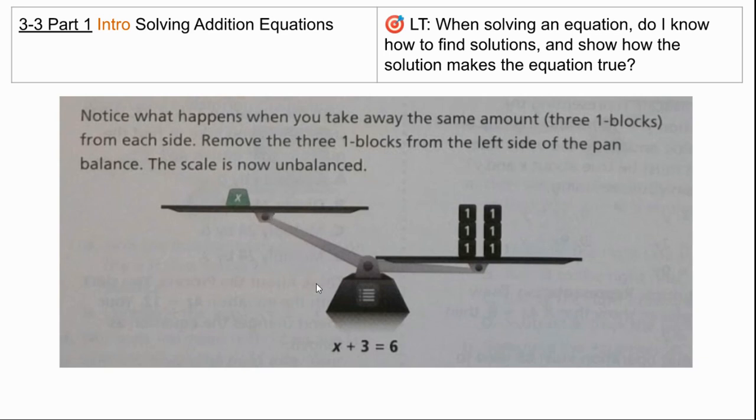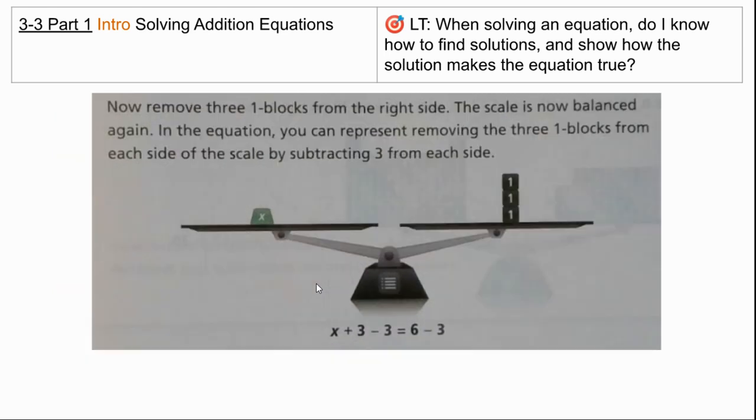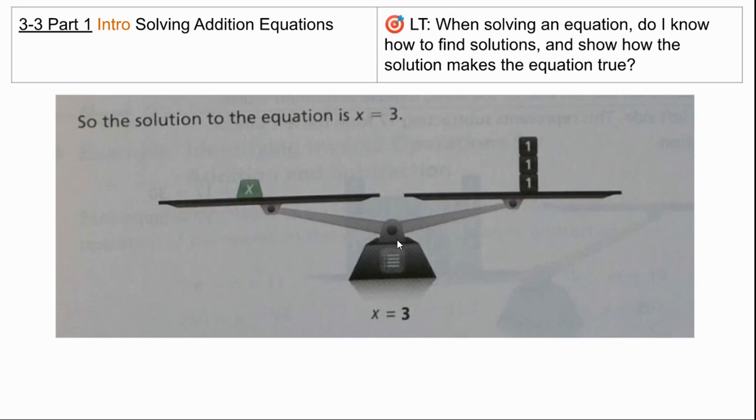But the idea in these scales is that we're keeping them balanced, and that's the same idea that we have in the equations. So once we remove 3 from this side as well, now it's balanced and our x is isolated. We isolated the variable, we have it by itself. In the equation, you can represent removing 3 one blocks from each side of the scale by subtracting 3 from each side. So the solution to the equation is x equals 3. The value we give to the variable in this one is 3, and that's what's going to make the equation true, going back to our learning target.